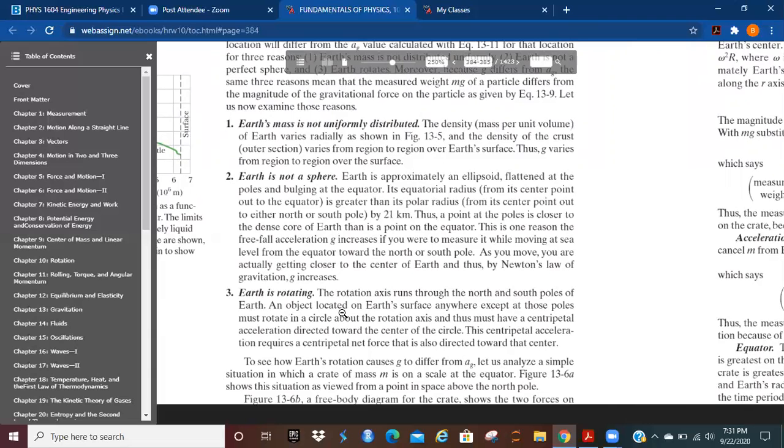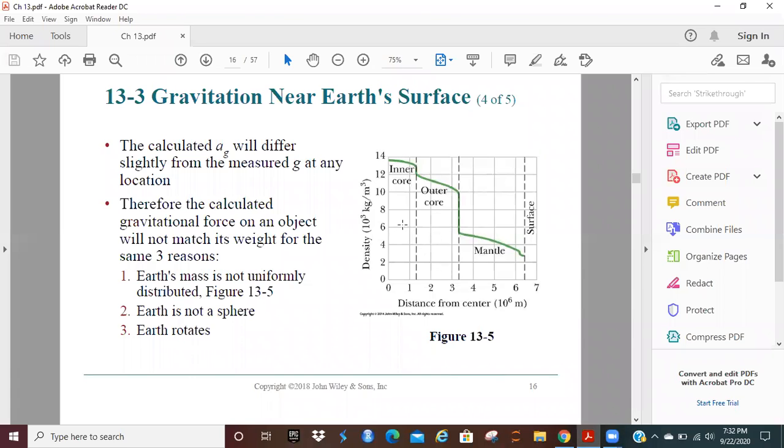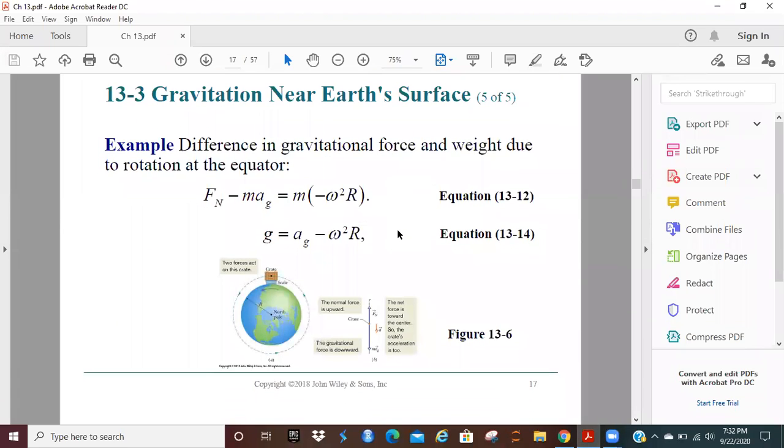And the other reason is that the Earth is rotating. The rotation axis runs through the north and south poles, and an object located on Earth's surface anywhere except at these poles must rotate in a circle around the rotation axis, and thus must have a centripetal acceleration directed towards the center of the circle. That acceleration requires a centripetal net force that is also directed towards the center. So you've got several different things going on there.